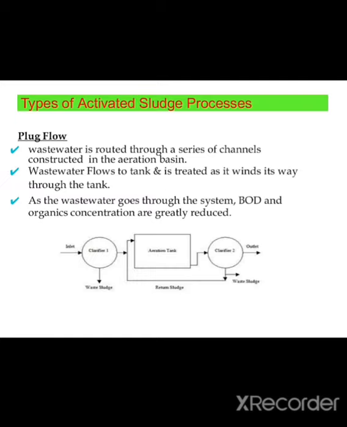Some of the types of activated sludge. One of the types is plug flow. In the image we can see the two clarifiers. In the general process, it is routed through a series of channels constructed in the aeration basin. Wastewater flows to the tank and is treated as it winds its way through the tank. As the water goes through the system, BOD and organic concentration are greatly reduced.